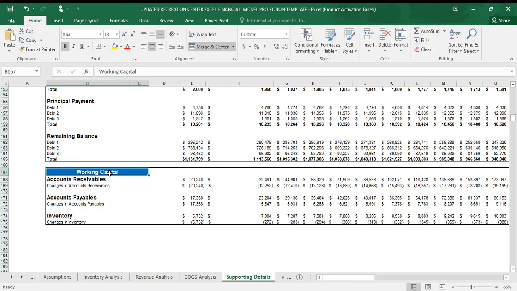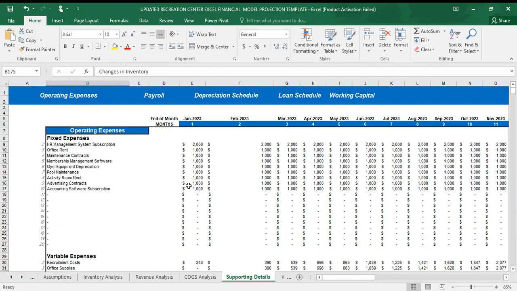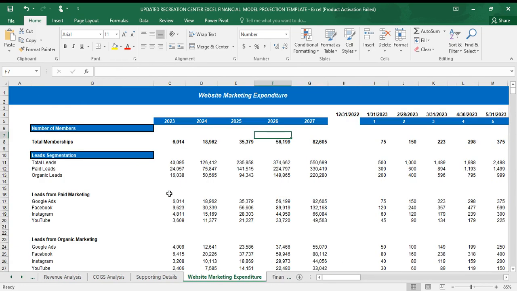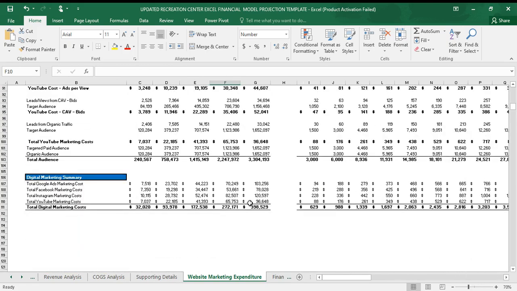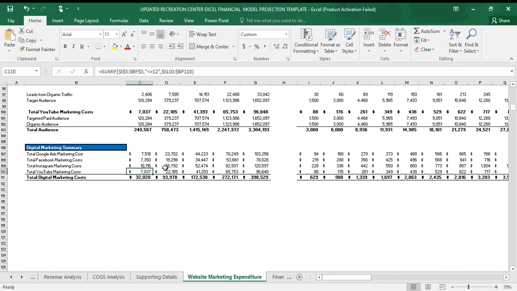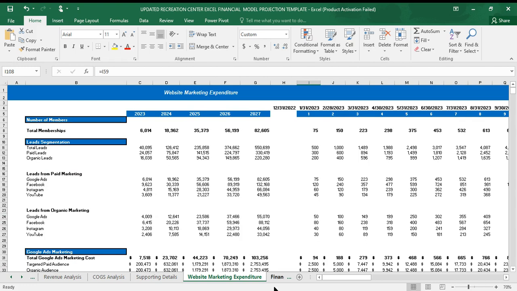And then lastly, working capital analysis, where we have calculated the accounts receivable, accounts payable, and inventory figures for each month. Then we have the website marketing expenditure. Here we have calculated the total website marketing cost for each year and then for each month as well.